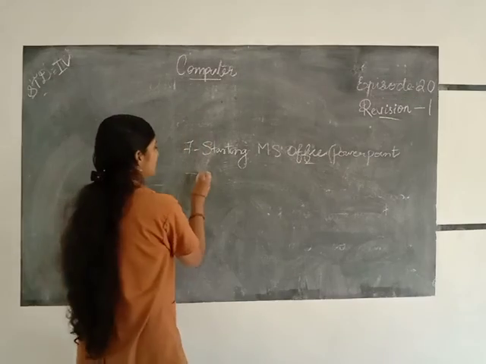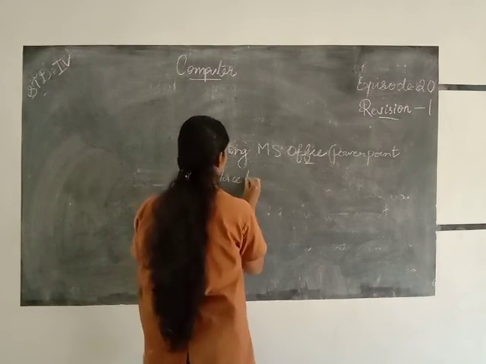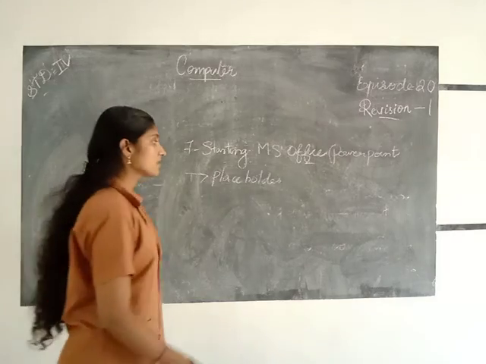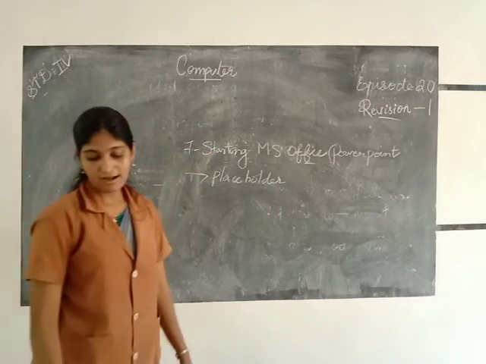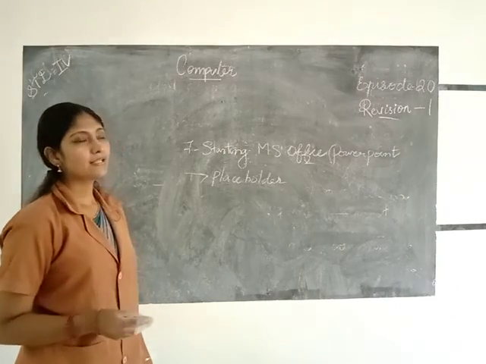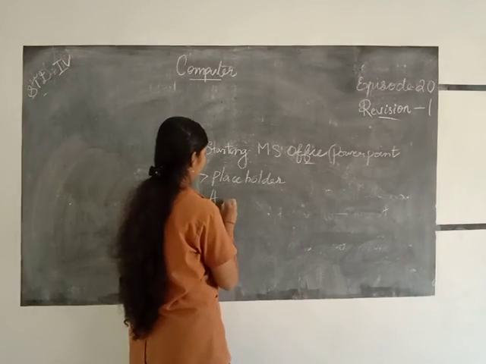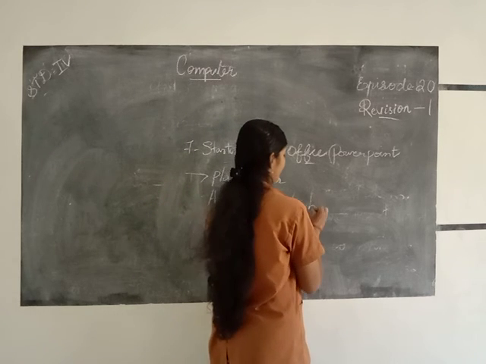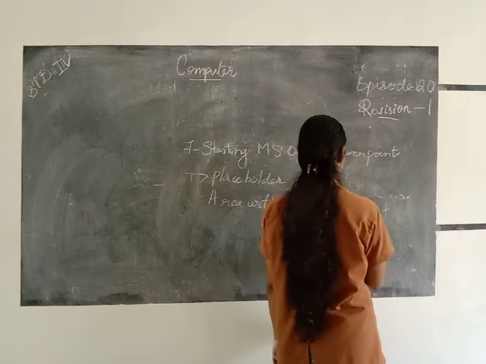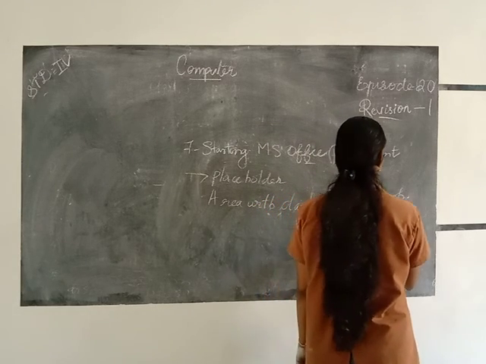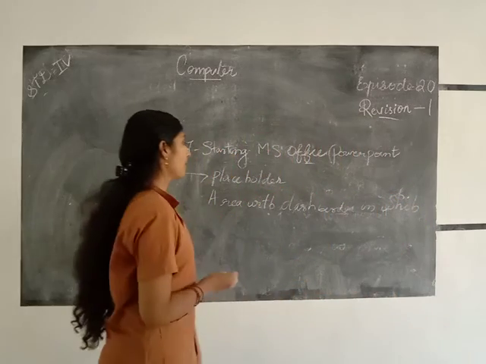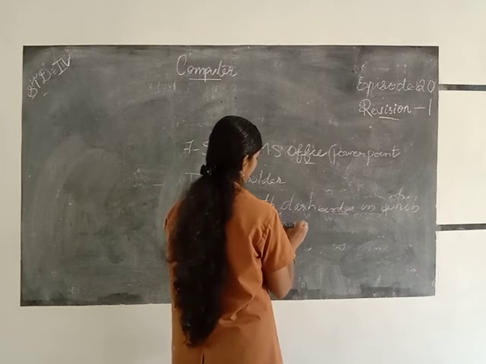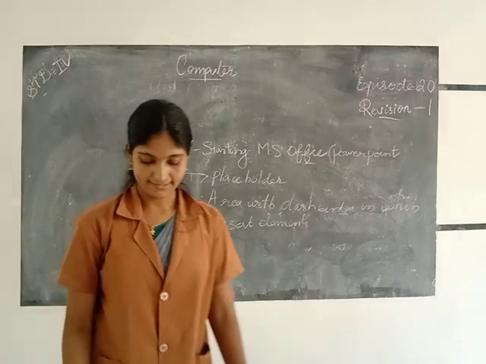So the first point is the word placeholder. What is a placeholder? The area with a dashed border in which you insert the elements is known as a placeholder.